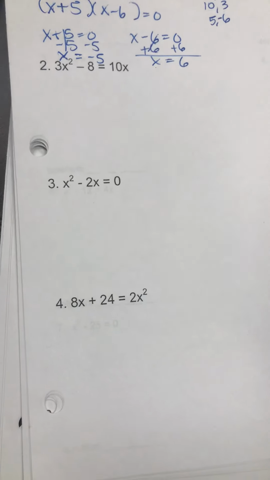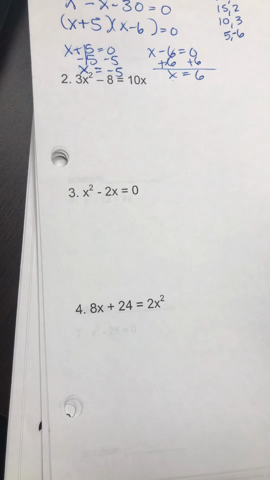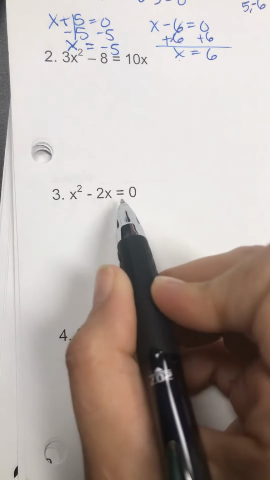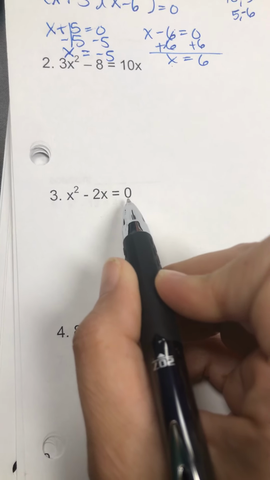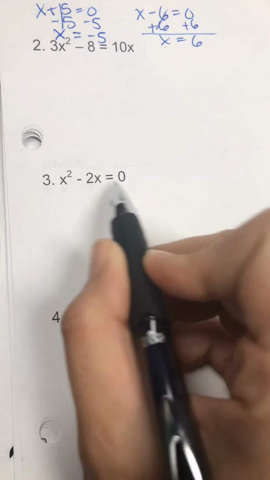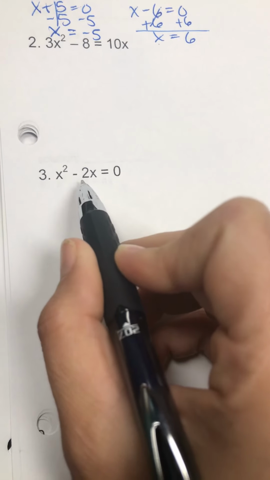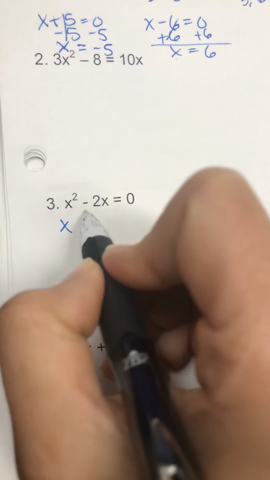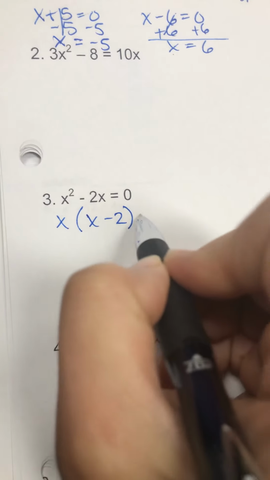All right? So let's look at another one. Let's look at number 3. So the first step, it's already set equal to 0, so we don't have to do that, right? The next step was to factor. So is there anything these have in common? Is there a greatest common factor that you can take out? Yes, there is. They both have an x in common, right? So you're left with x minus 2 equals 0.